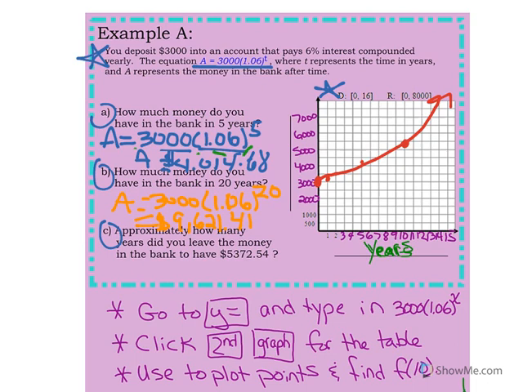Just make sure I wrote the little notes on the bottom. It's up to you if you want to write them down. If you go to y equals and then type that in, second graph for the table, and you can use that to plot your points and to find the function when x is 10.